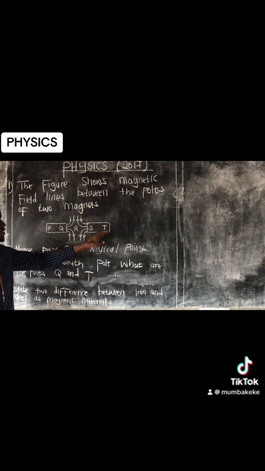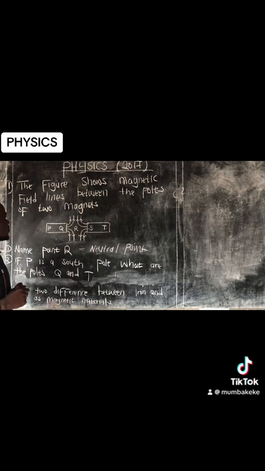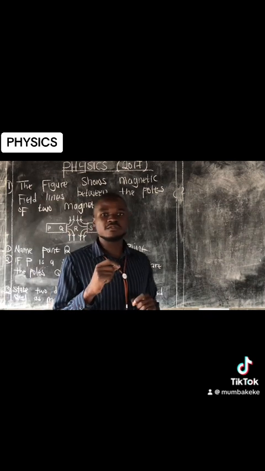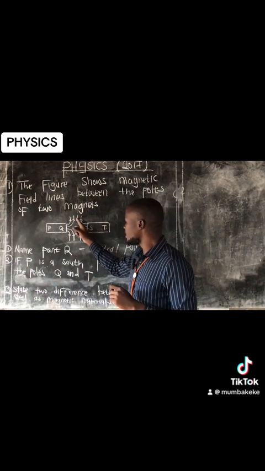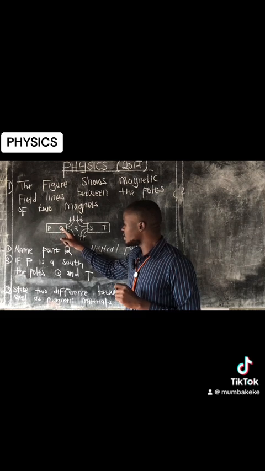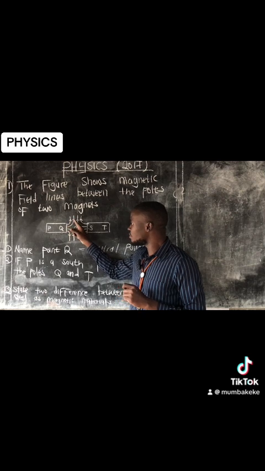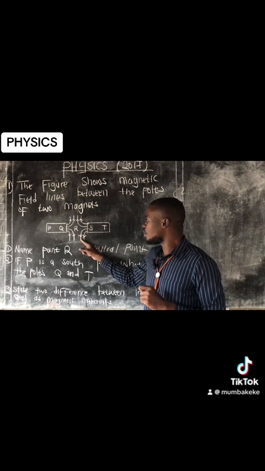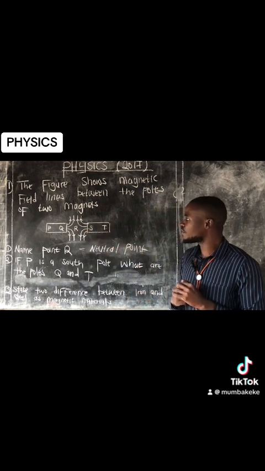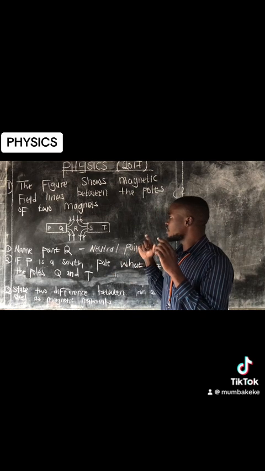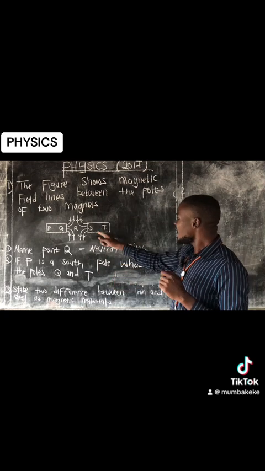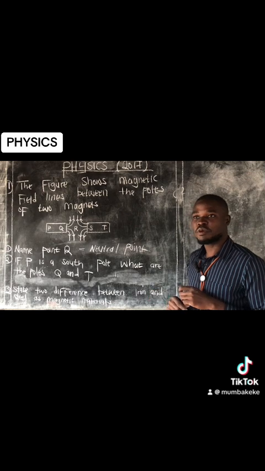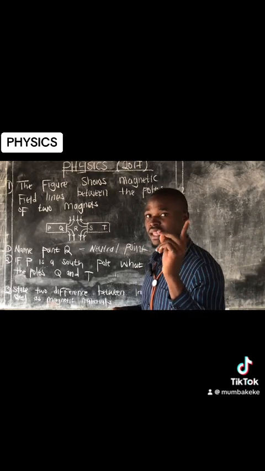Before I answer what S and T are, you need to know the properties of magnetic field lines. One of the properties of magnetic field lines is that they move from the north to the south. So when we look at how these magnetic field lines are moving, and Q is the north pole, meaning S is also the north pole. If there is a repulsion between the two poles, the two poles are like poles. And if S is the north pole, then T is the south pole, because every magnet is made up of two poles, the north pole and the south pole.